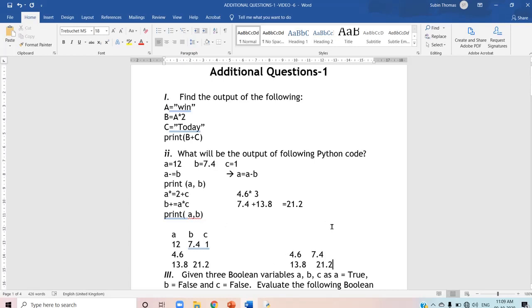You write the output on one side and the calculation on the other side. Do the calculation on the right side of your answer sheet and write the final output on the left side. That is the way you have to write in an answer sheet. The calculation must be shown in the answer sheet itself. So this is the way you can find the output of this particular code.